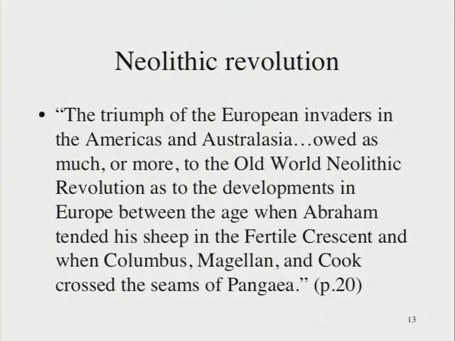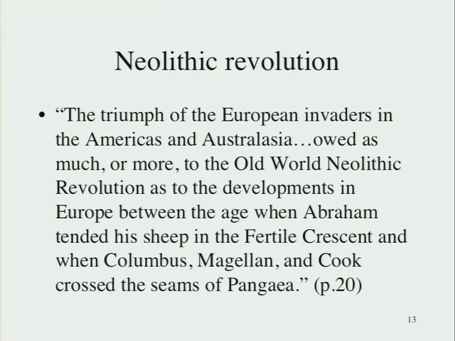Here, we might pick this as a nice, concise statement of Crosby's thesis. So remember, we started with the question, why the Neo-Europes exist today. This combination of descendants of Europeans far from Europe and surplus food production. Why is it distributed the way it is today? To the extent that there's one sentence that captures his explanation, his answer is this: The triumph of the European invaders in the Americas and Australasia owed as much or more to the Old World Neolithic Revolution as to the developments in Europe between the age when Abraham tended his sheep in the Fertile Crescent and when Columbus, Magellan, and Cook crossed the seams of Pangaea.